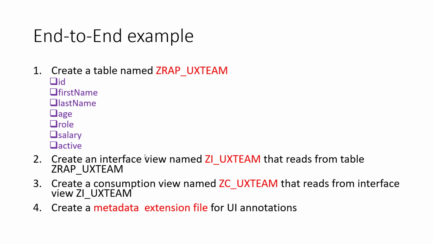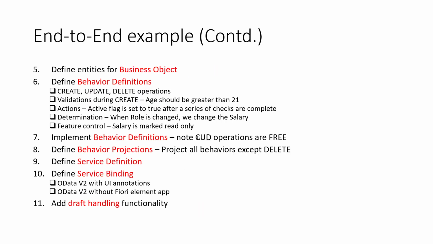We're going to create a table, an interface view, a consumption view, and a metadata extension file for UI annotations. We're going to create a business object, define entities for the business object, define some behaviors, and also define behavior projections, service definitions, and service binding, and also add draft handling functionality. So these are all the steps in our end-to-end example, and this should give us a good idea of all the feature set available in ABAP RESTful programming model.